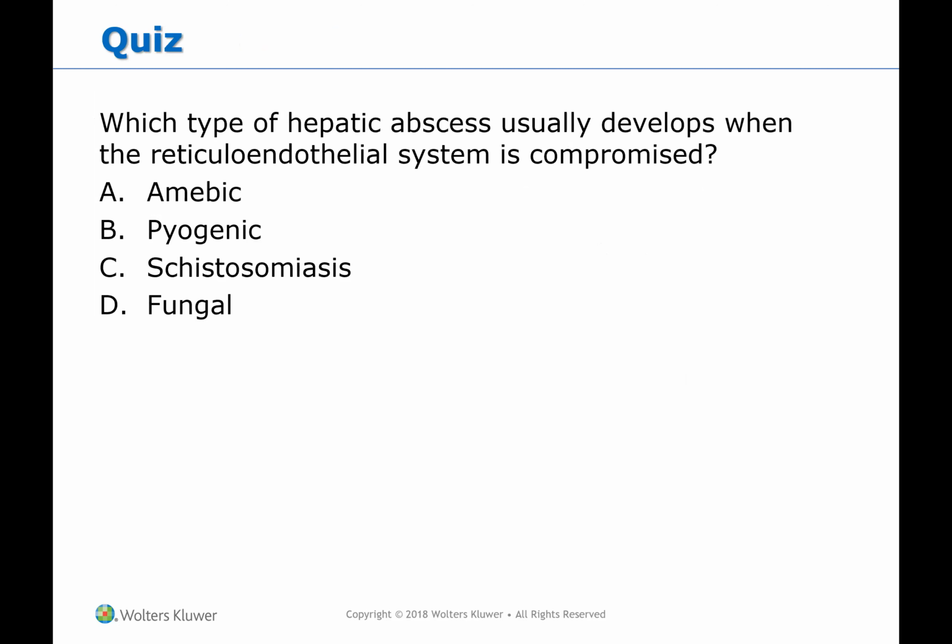Which type of hepatic abscess usually develops when the reticuloendothelial system is compromised? If you said B, you are correct, pyogenic.